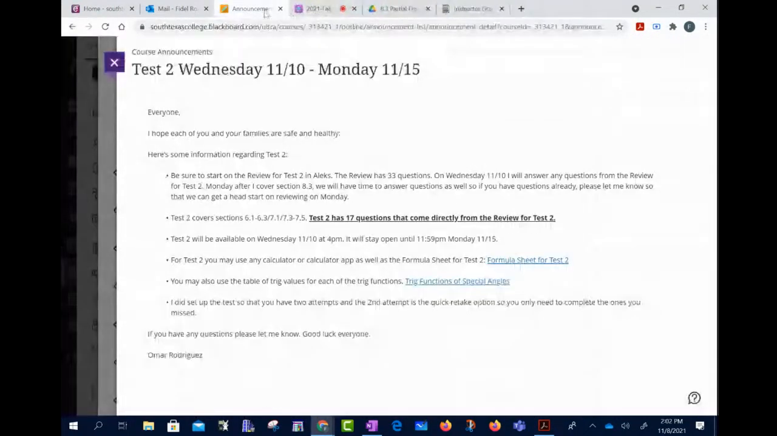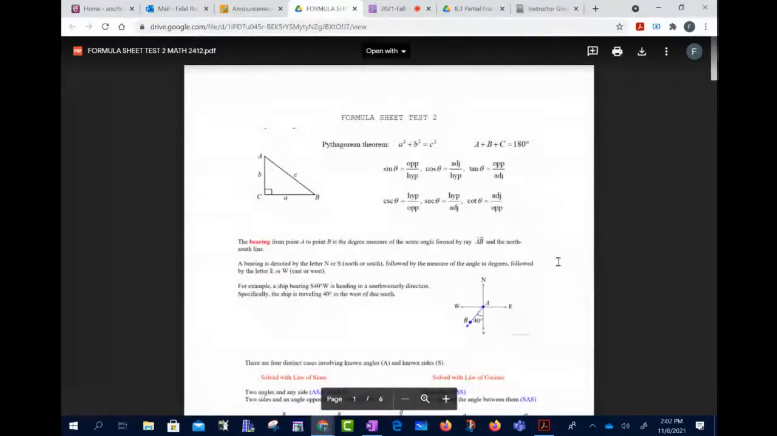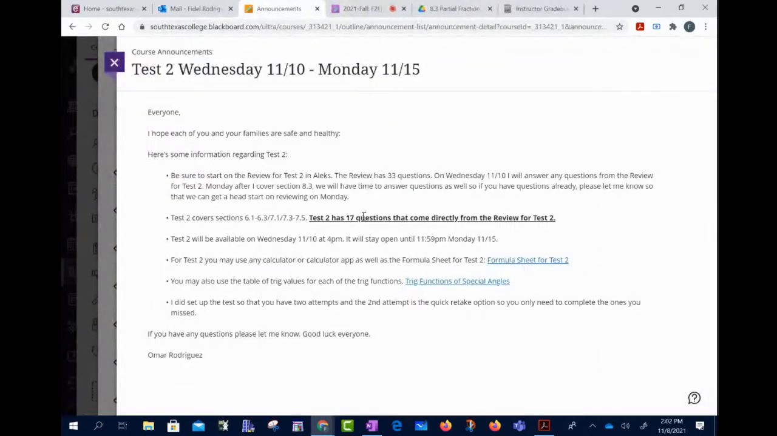And so let me close that up real quick. And then the formula sheet for test 2 is right here. And if you feel like you want to use the trig identities or anything like that, like the one that we basically used from test 1, you're more than welcome to use that as well, guys, okay? And I also set up the test so you get 2 attempts at it, and the second attempt is the quick retake option, okay? So anyway, I wanted to go over that just so you guys are good with that stuff, all right?